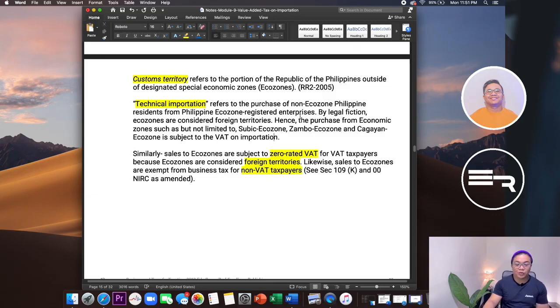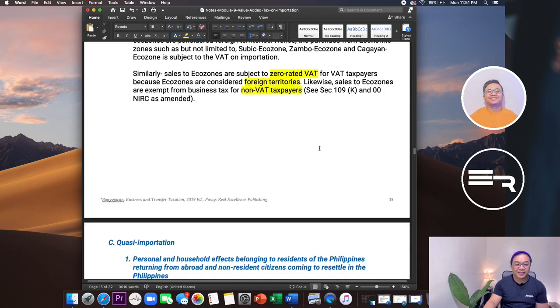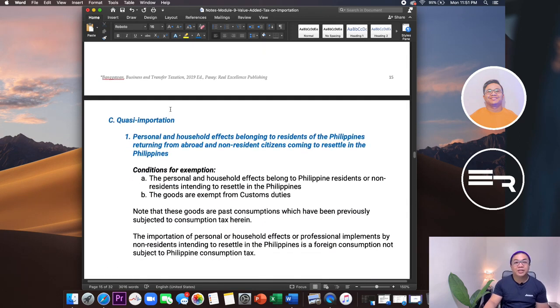Subject to VAT yung dito sa taas, di ba? Sabi natin, refers to purchase of non-ecozone. Pag sinabing non-ecozone, of course, hindi siya belong sa mga Philippine ano natin, like mga pesa, right? So, yeah. Technical importation. Ito lang yung ibig sabihin. Okay? Quasi-importation. So, parang ganun din yung definition niya. Parang importation siya, pero there's no, kumbaga, actual talagang import.